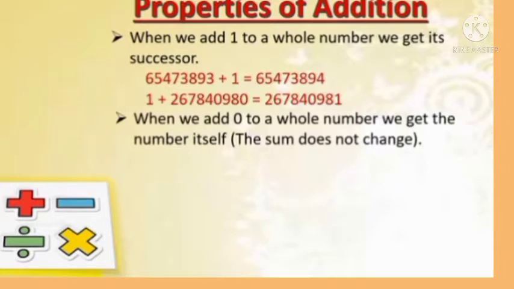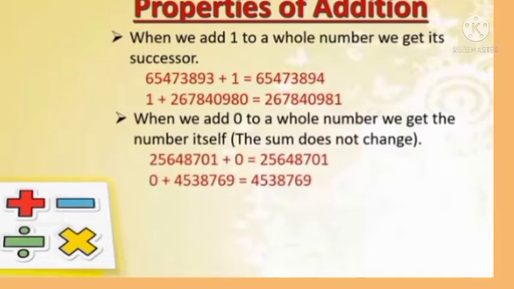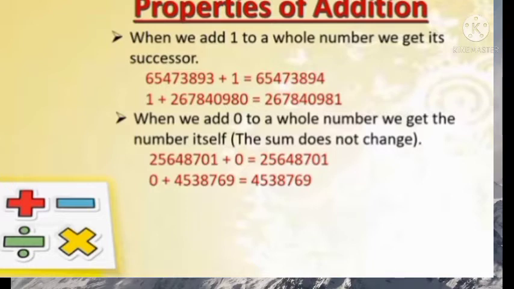When we add 0 to a whole number, we get the number itself. That means the sum does not change. For example, 2 crore 56 lakh 48,701 plus 0 gives us the same sum, 2 crore 56 lakh 48,701.